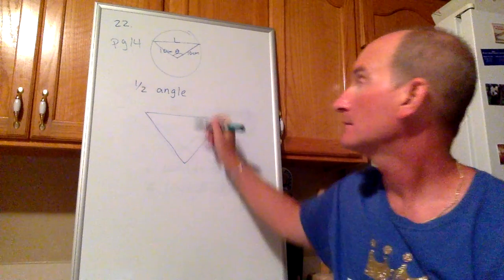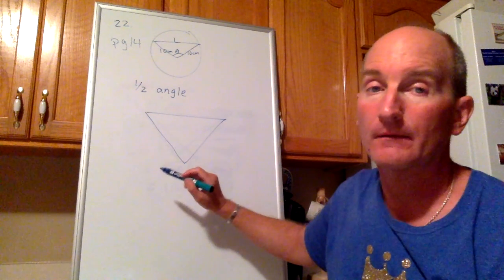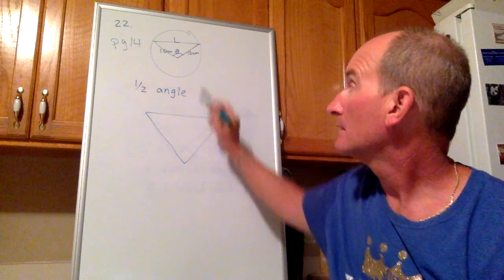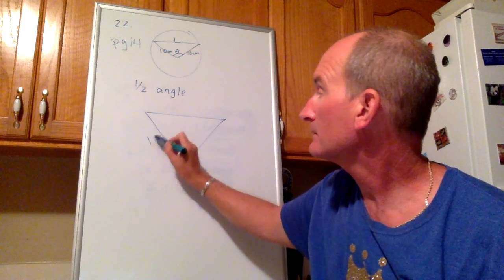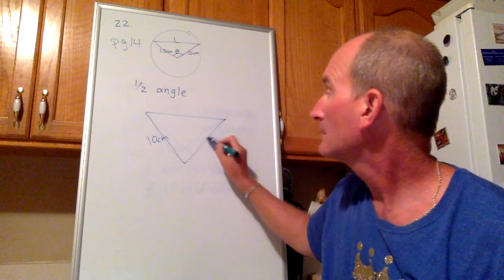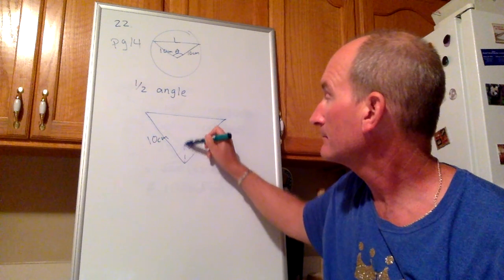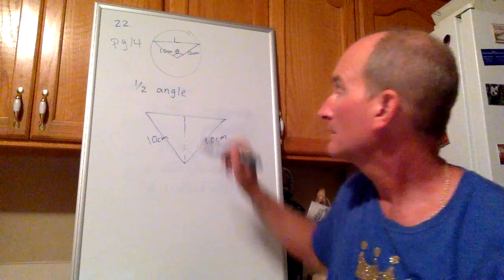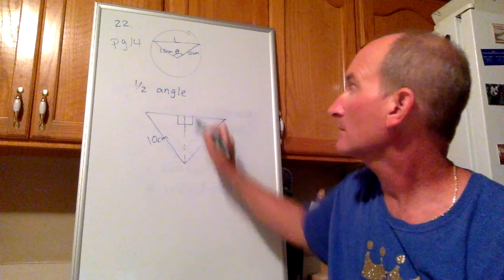Okay, the other way we can solve this problem is by half angle. So I'm going to use the same diagram, which I have up here. This is still 10 centimeters. This is 10 centimeters. If I drop a perpendicular, like so, I have two right triangles.